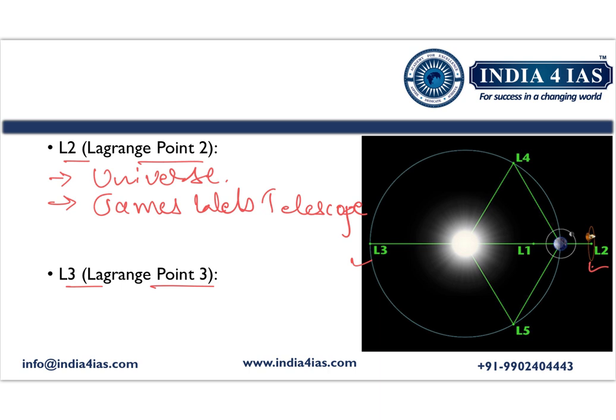Moving on to Lagrange point 3, that is L3. This is located behind the sun, opposite to the Earth's position, and it is slightly beyond the Earth's orbit. So it offers potential for observations of the far side of the sun. To study the far side of the sun, this point is helpful.